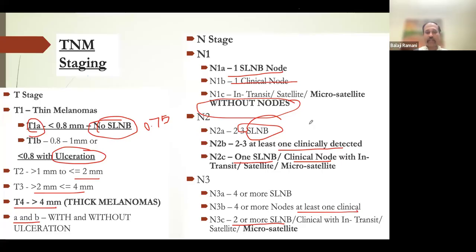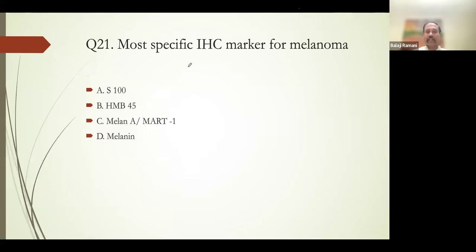So try to subclassify like this, and remember again, thin and thick melanomas are also the same way we'll have to remember. Now, IHC markers, this question has come quite a number of times. The most specific IHC marker for a melanoma: is it S100, HMB45, melan-A, or melanin? This is a question that has come multiple times. Remember, the most sensitive marker is S100. The most specific marker is melan-A or MART1.